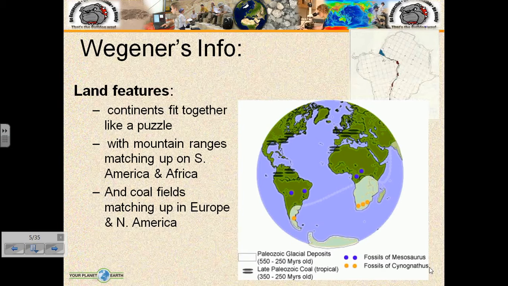Now, Wegener had several pieces of information to support his claim. One was to look at the land features. Specifically, you notice that the continents fit together like a puzzle. He also noticed that the mountain ranges seem to match up between South America and Africa. He also noticed that there were coal fields that matched up in Europe and North America.